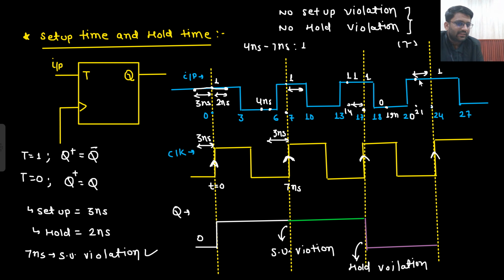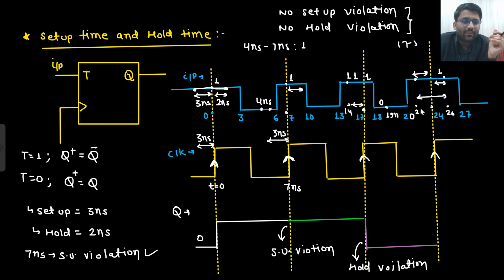That means, yes, input is stable. And it should be stable for the next 2 more nanoseconds, that means 20 plus 2, 26. So it should be stable till this point as well. So 3 nanoseconds back, 2 nanoseconds ahead. That means it should be completely stable, which it is. So there is no setup violation and there is no hold violation as well.